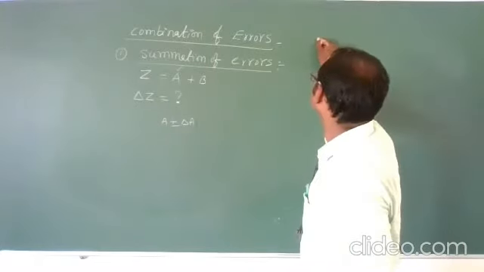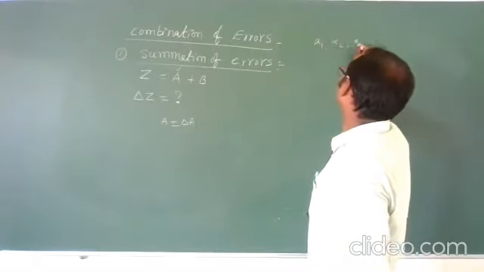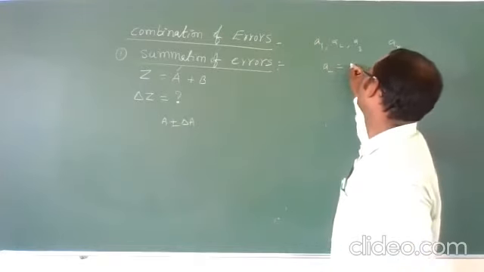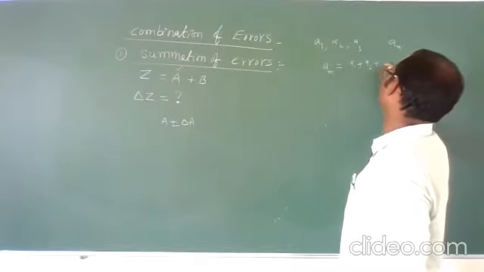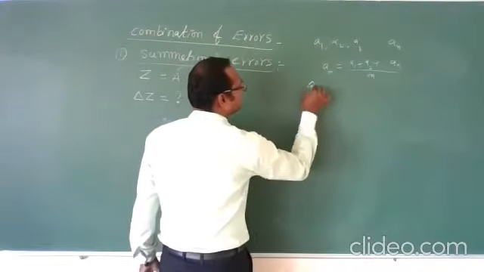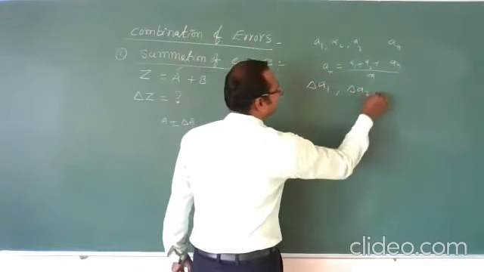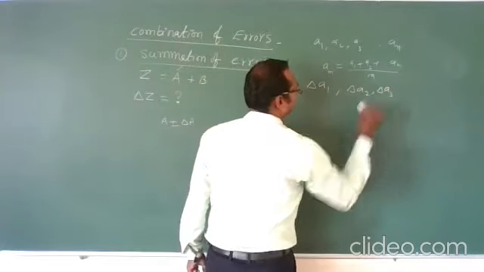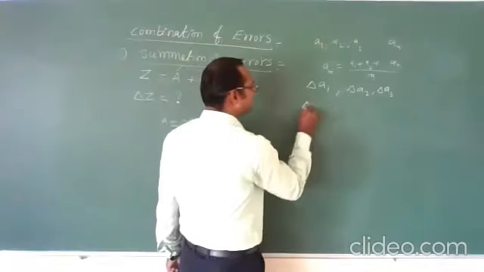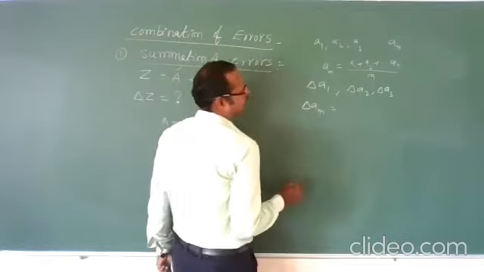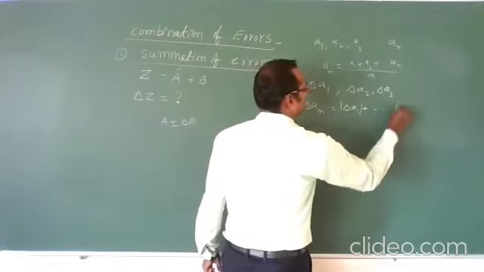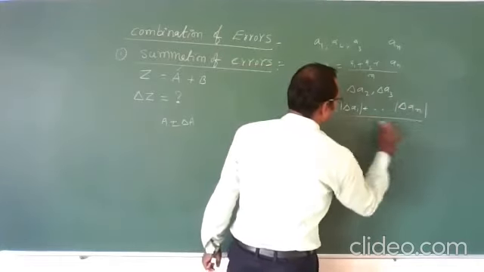That means if you are having A1, A2, A3, and so on up to AN, the mean value is A1 plus A2 plus and so on, AN, upon N. Here you get absolute errors delta A1, delta A2, delta A3, like this. The mean of all these gives delta A mean: delta A1 plus and so on, delta AN, upon N.